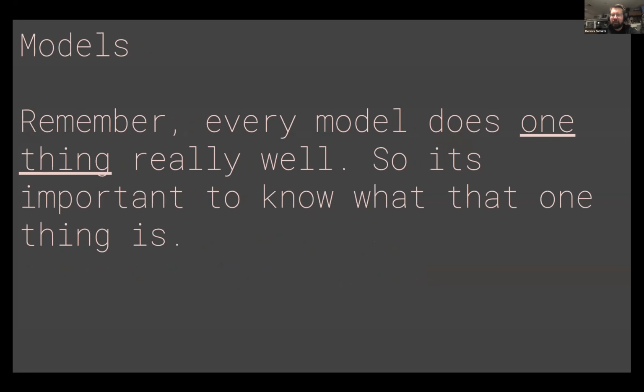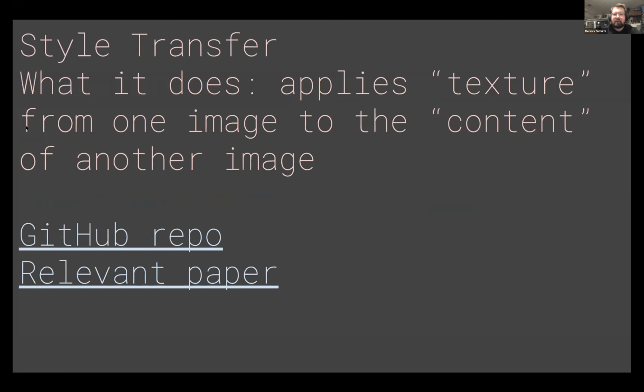If you haven't taken a class with me before, the way that I mostly describe the current state of machine learning is that every one of these machine learning models has one specific thing that it does really well. And you have to understand what that thing is in order to understand how to build a dataset for it. So in style transfer, the idea is that it applies the style or the texture from one image to the content or structure of another image.